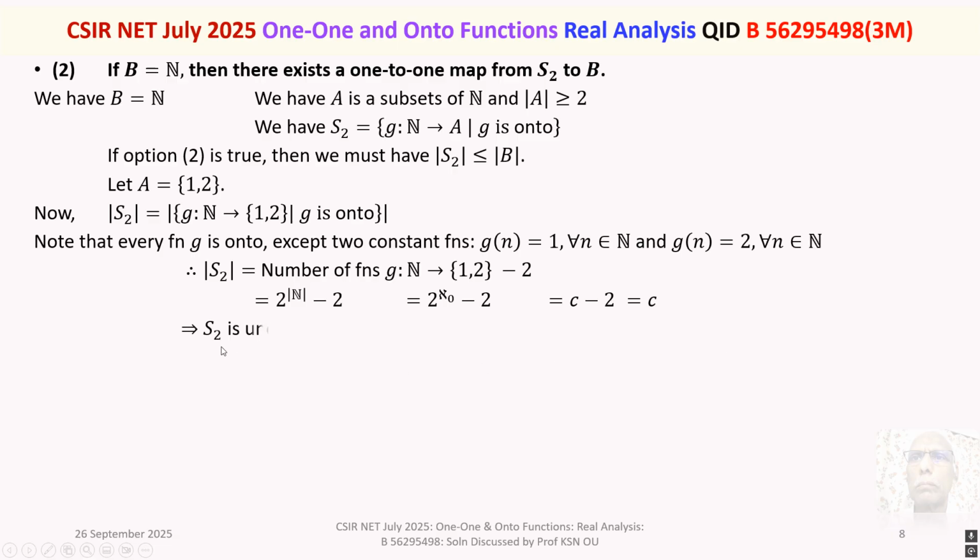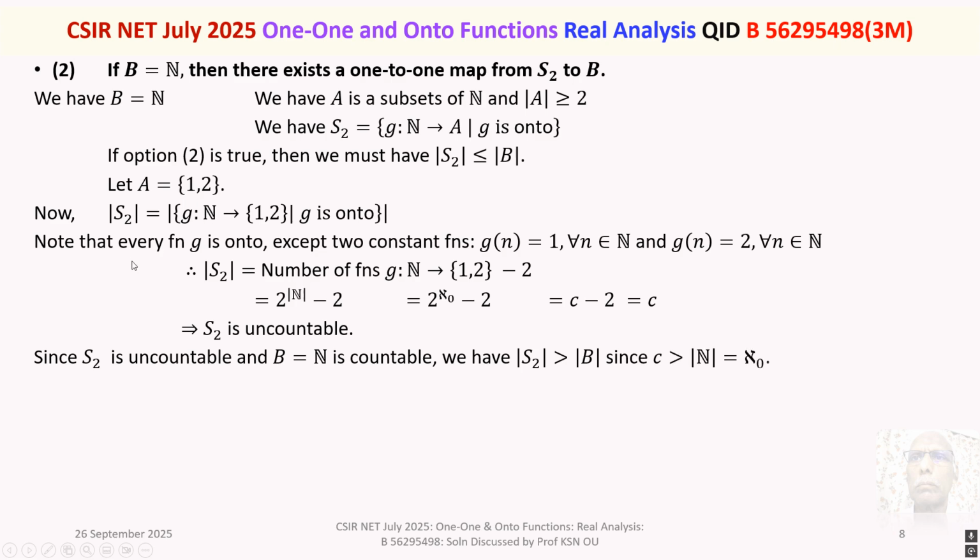So, thus S2 is uncountable, whereas B is countable. B is the set of natural numbers. The cardinality of S2 is C. B equal to N is countable, and the cardinality is aleph-naught. Therefore, the cardinality of S2 is strictly greater than the cardinality of B, because the continuum C is strictly greater than the cardinality of N, that is aleph-naught.